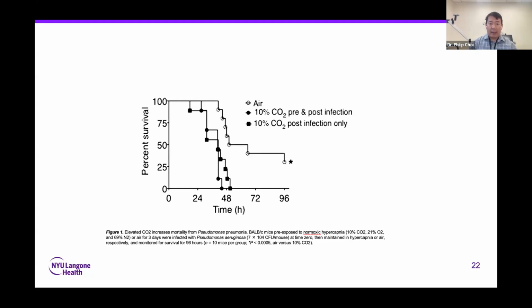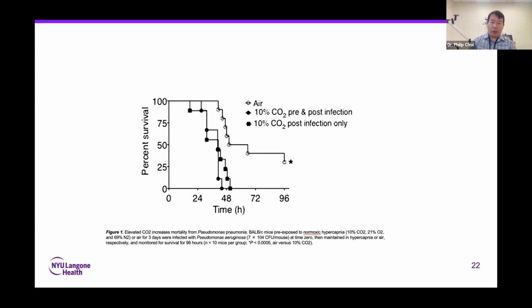the mice died in the same manner between the mice who were only exposed post-infection and the mice that were exposed pre and post. So again, the acutely acidotic hypercapnic mice and the more compensated hypercapnic mice died at the same rates. And this was thought to be due to neutrophil function related to CO2, or neutrophil dysfunction.